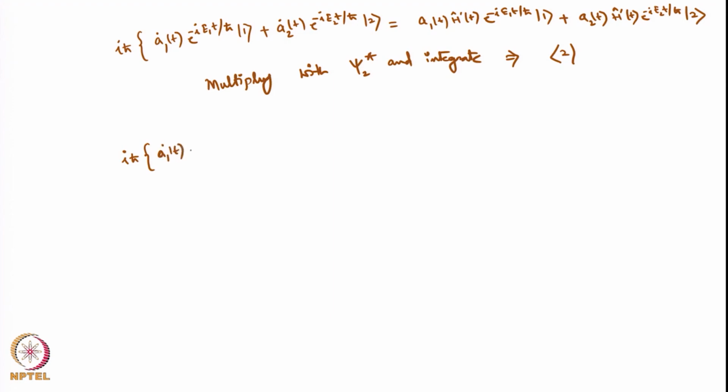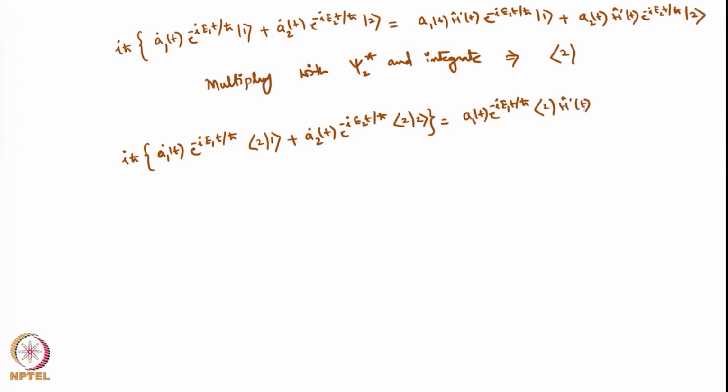A1 dot t e to the power of minus iE1t by ħ ψ2 ψ1 plus A2 dot t e to the power of minus iE2t by ħ ψ2 ψ2 overlap integral should be equal to A1(t) e to the power of minus iE1t by ħ ψ2 H'(t) ψ1 plus A2(t) e to the power of minus iE2t by ħ ψ2 H'(t) ψ2.